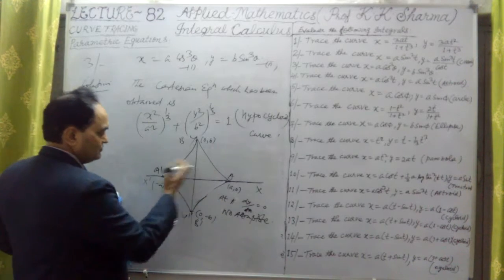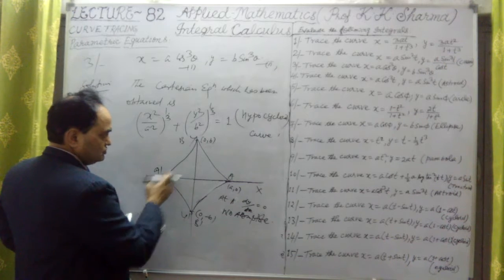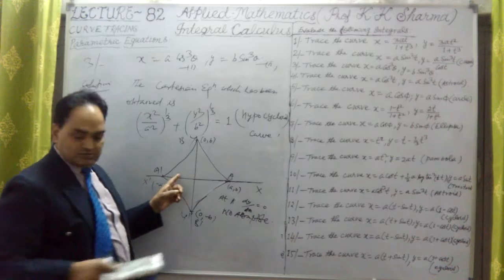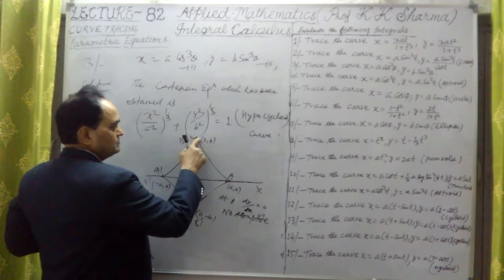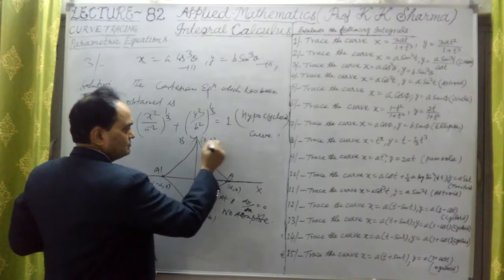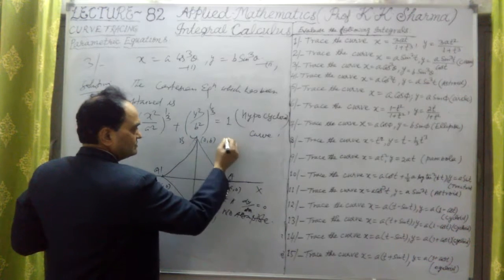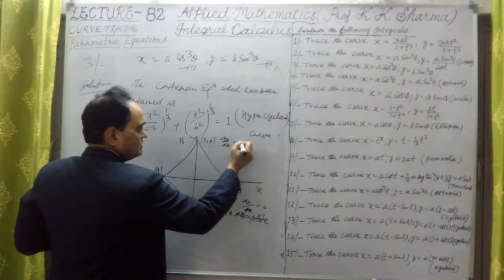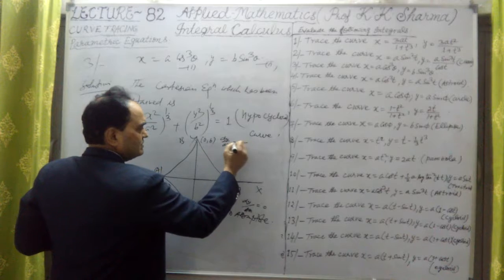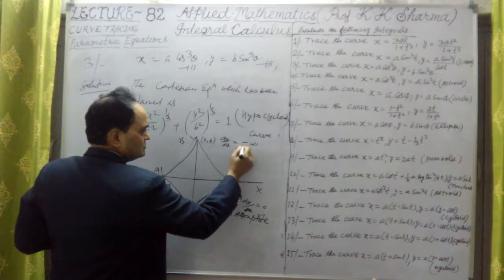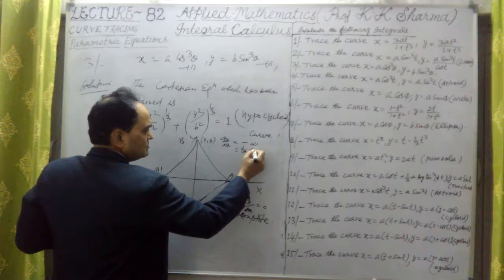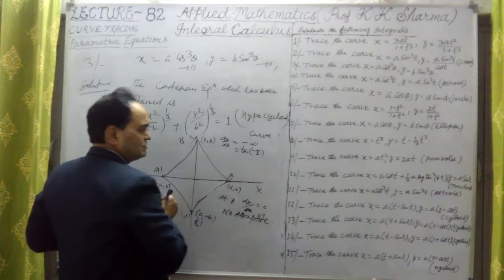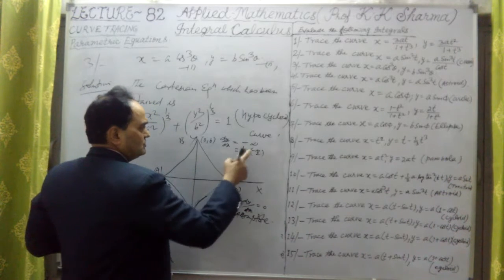So we found the points first: A,0; minus A,0; 0,B; 0, minus B after substituting the values. At this point theta will be pi by 2 or minus pi by 2. At the y-axis, dy/dx will be minus infinity, or tangent of minus pi by 2. That means sine upon cos, cos is 0, so minus infinity.